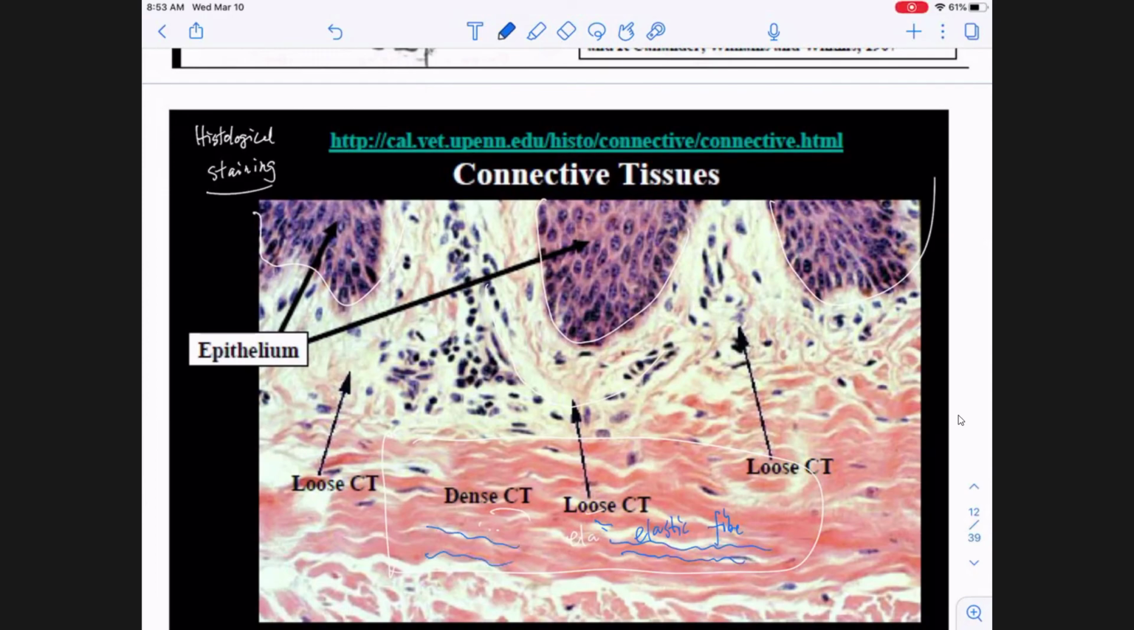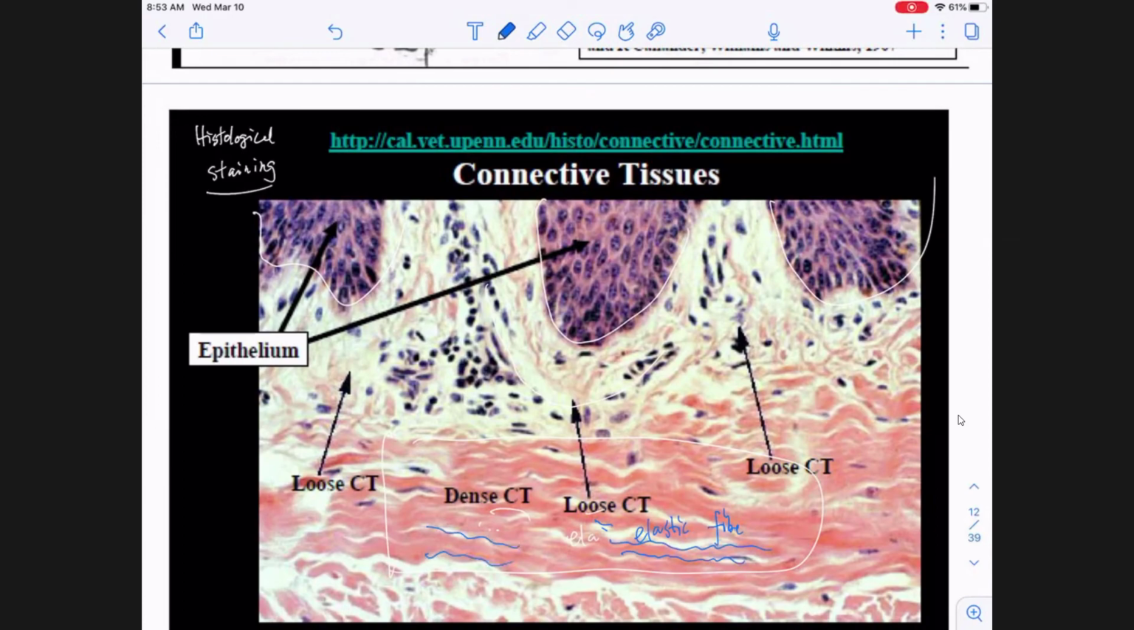And besides this, loose connective tissue also has fatty cells. You see a lot of the fatty yellow, that's fatty tissue, right? Fat tissue, and the nucleus is here, a little bit. That's why it's adipose cells, adipose tissue.